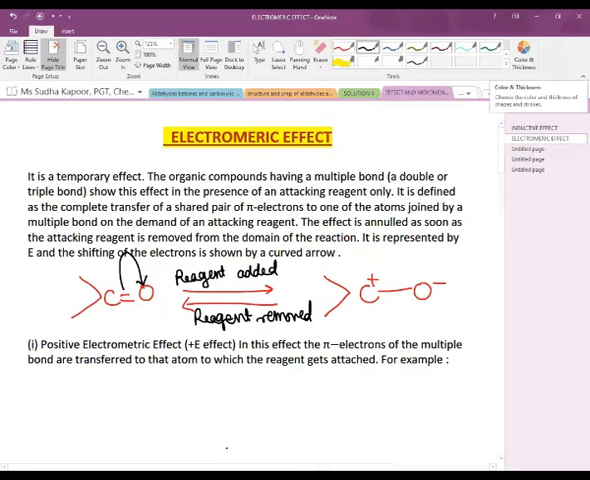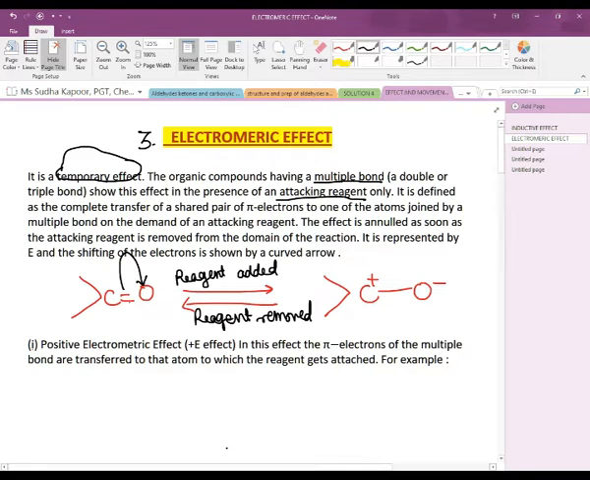So now we are on the third effect, that is the electromeric effect. So student, this is a temporary effect and it is seen only till the time the attacking reagent is present and is shown in the case of the multiple bond, that is a double or a triple bond. In this type of effect, there is a complete transfer of shared pair of pi electron towards the one atom which is more electronegative in nature, or towards one of the atoms which is joined by the multiple bond, on the demand of the attacking reagent. But this effect gets ended as soon as the reagent is removed.